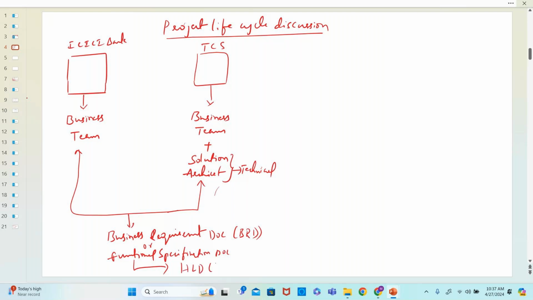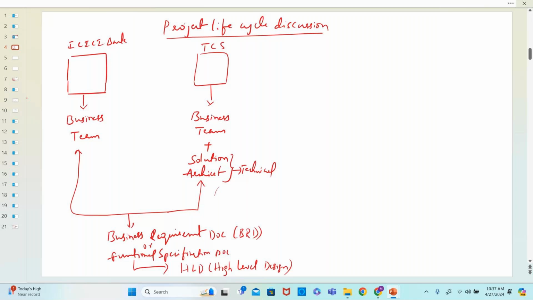What is that? High level design. Has the developer come into the picture till now? No. The developer is still not part of this particular ecosystem. Now the HLD is ready. What is that HLD? The high level design document is ready. Who prepared that? Our technical solution architect has prepared the high level design.